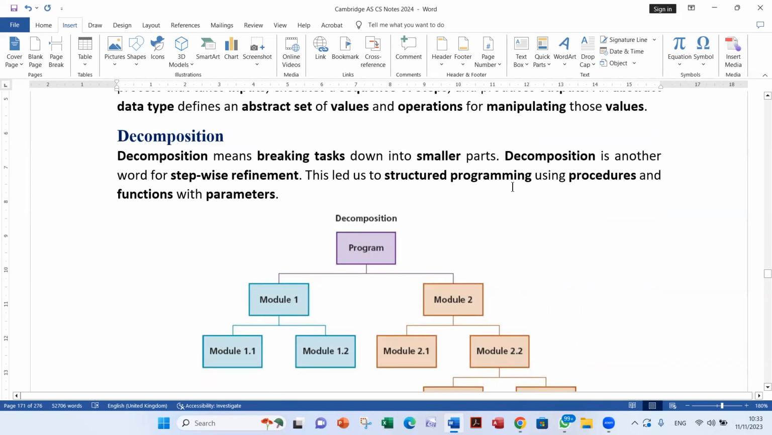This leads us to structured programming using procedures and functions. People from the O level know that a function returns a value. I'm sorry, a procedure does not have to return a value. A function returns a value. If you don't know this, go and study chapter 7 of O level. I will make it available for you. I will make the playlist for O level computer science.